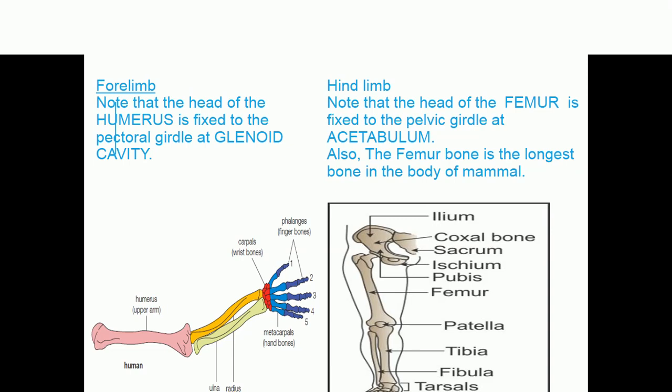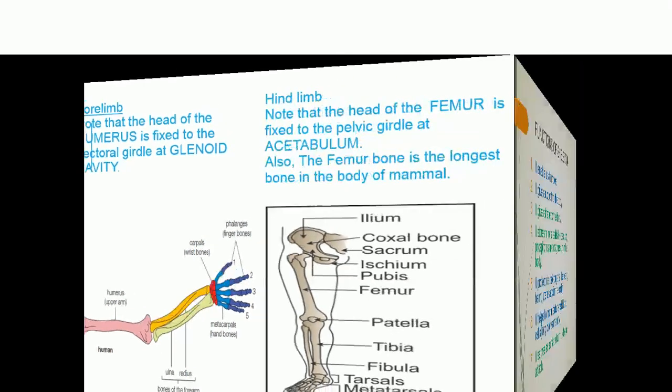Now looking at the hind limbs, note that the head of the femur is fixed to the pelvic girdle at what we call the acetabulum, as seen in our previous image. Now also the femur bone is the longest bone in the body, and if you study this image taking it from the femur, you have the femur there, followed by the patella, which is the kneecap. After that we have the tibia and the fibula, then we have the tarsals, we have the metatarsals, and then we have the toe bones, which are also known as the phalanges.